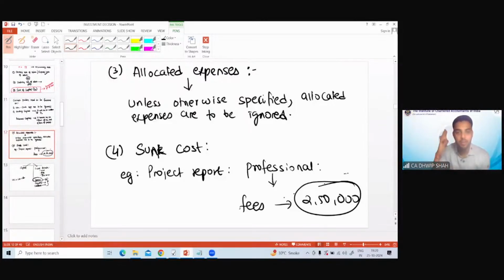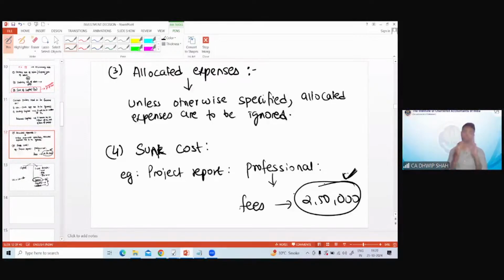Whether you take the project or not, you have to pay his fees. You cannot say, no, I am not taking the project, I will not pay your fees. Yes or no? So, irrespective of whether you take the project or not, this fees has to be borne. So, this is sunk cost.